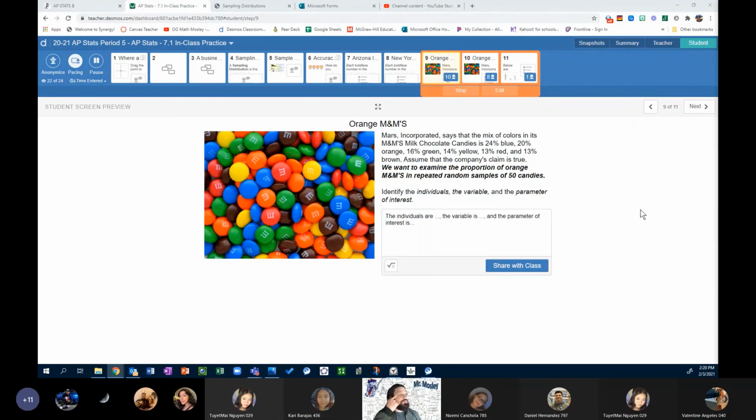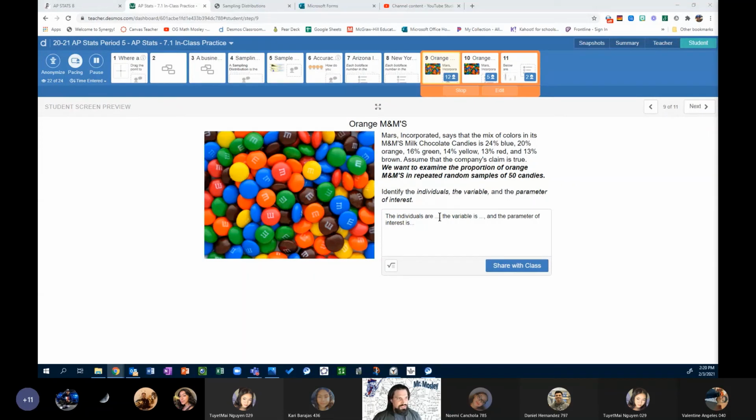Mars Incorporated says that the mix of colors in its M&M's milk chocolate candies is 24% blue, 20% orange, 16% green, 14% yellow, 13% red, and 13% brown. Assume that the company's claim is true. We want to examine the proportion of orange M&Ms in repeated random samples of 50 candies. Identify the individuals, the variable, and the parameter of interest.